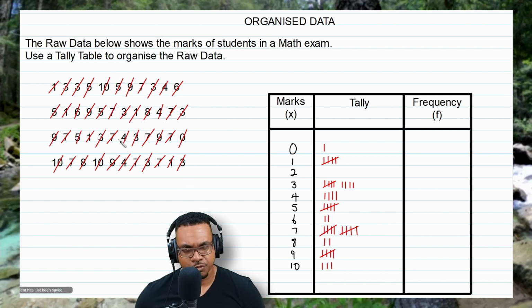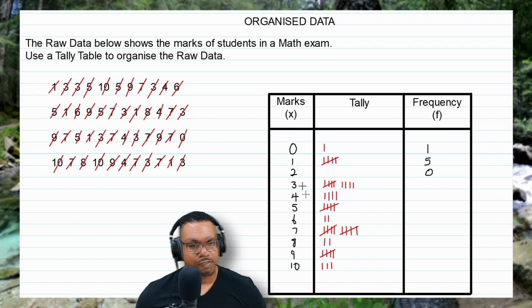Now that we've analyzed the raw data starting from the first digit to the last digit, and we have our tally, now it's time to write down the frequencies. So this frequency here will be 1. This will represent 5. For 2, we have 0. So for 3, this is 5, 4 strokes, and then across through like that, that's 5. So that's 5 and 4 strokes, that's 9.